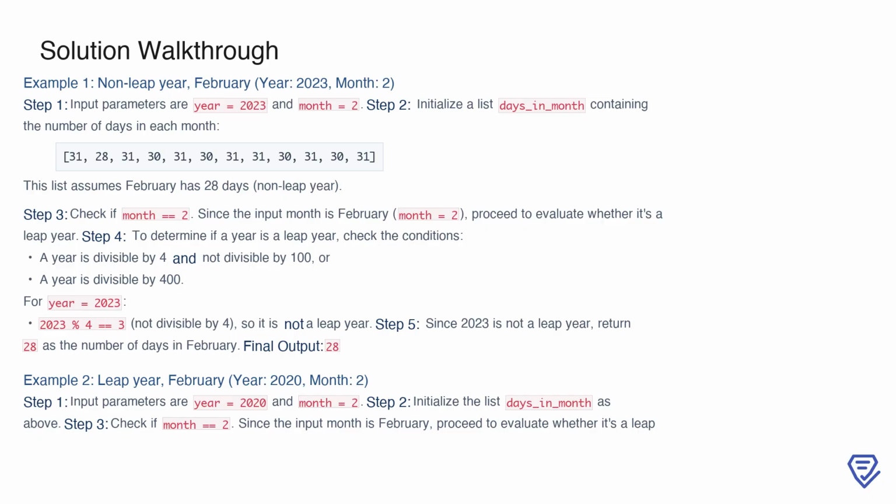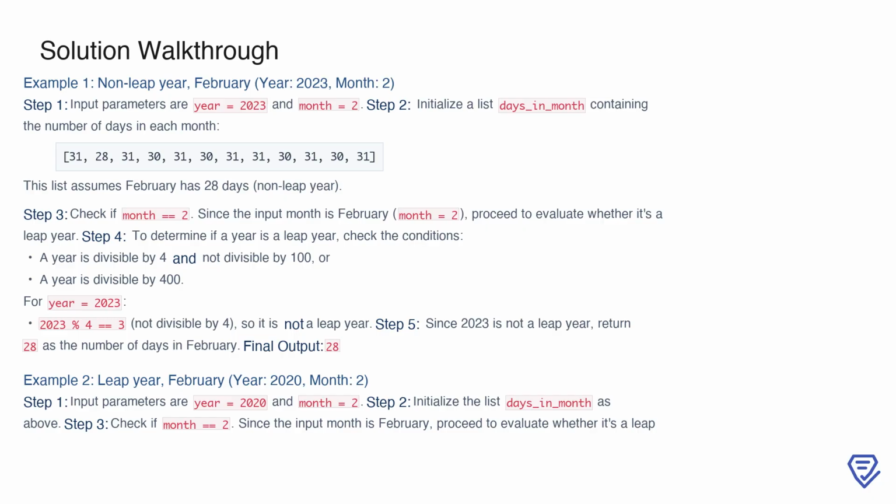February is represented as having 28 days in this list, which will be adjusted later if the year is determined to be a leap year. Next, we check if the input month is February by evaluating whether month equals 2. Since this condition is true, we proceed to determine if the year 2023 is a leap year.